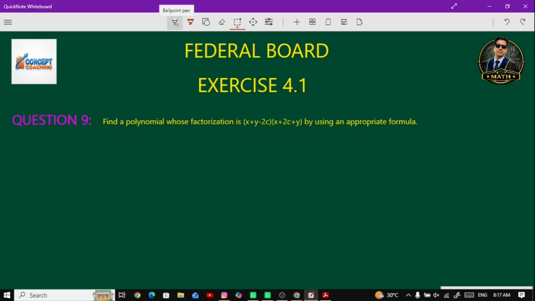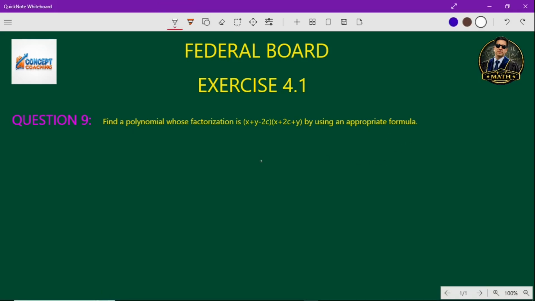This is question number 9, Federal Board Mathematics, exercise 4.1, chapter number 4. The question is: find a polynomial whose factorization is (x + y - 2c)(x + 2c + y) by using an appropriate formula. So we just find the polynomial by using an appropriate formula. In this question, we will just rearrange the second value and then apply the formula.